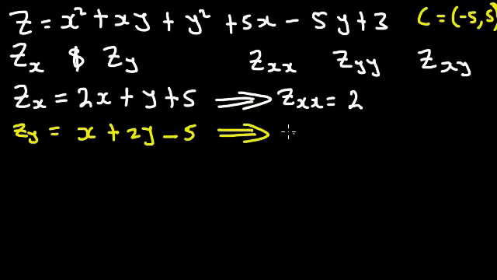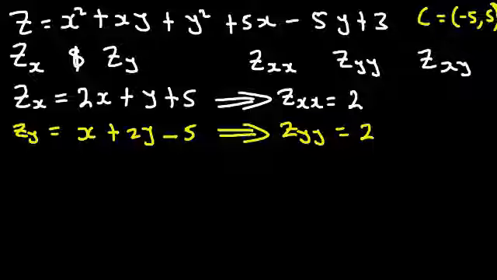Now, for z sub yy, what would that be? This is x, and this is minus 5. So they must be considered as constants. So it means we need to pay attention to 2y. Differentiating 2y with respect to y, we have 2. Thus, we have our z sub yy.